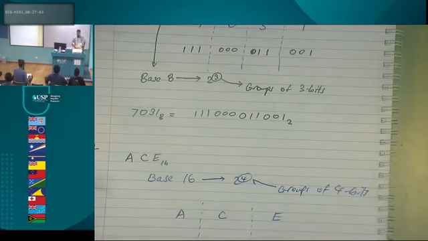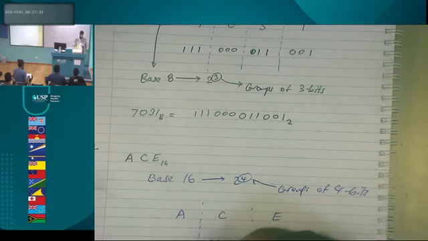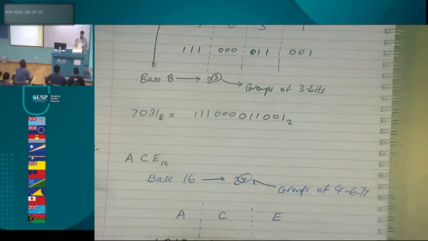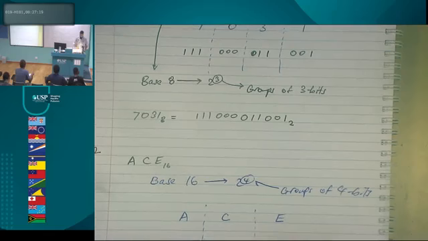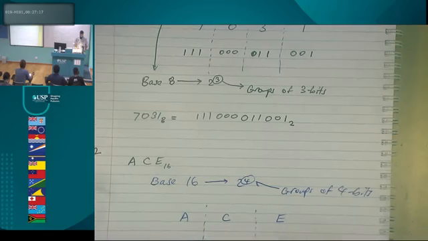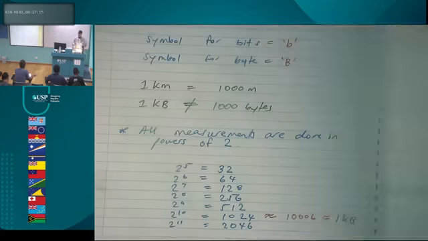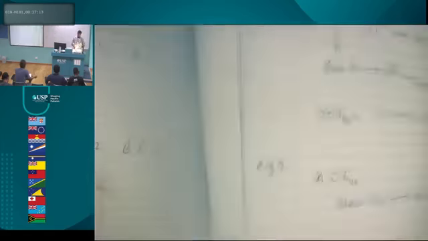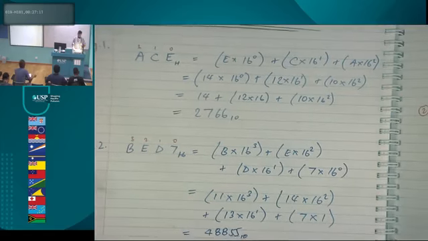What is C? A. Therefore, ACE in base 16 is equal to 1010, 1100, 1110. All right.